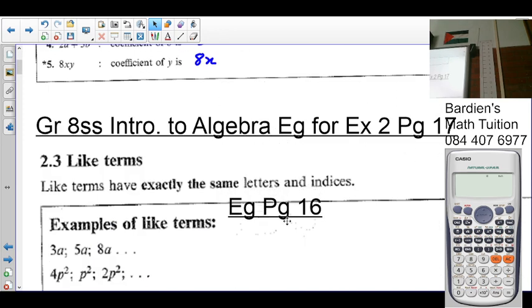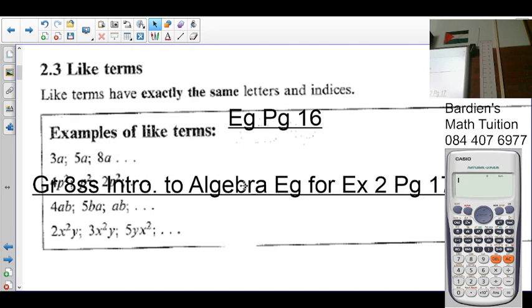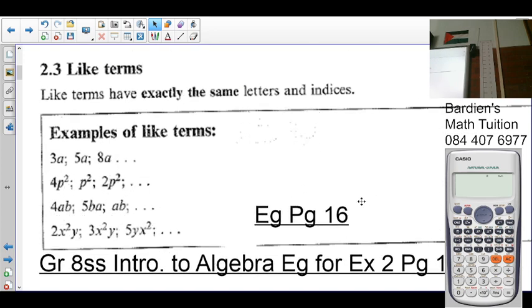Now when you look at like terms, okay. Like terms have exactly the same letters and what? Indices. Another word for indices is exponents. You guys okay with that? Right. So if you got 2x cubed, what is the coefficient in that term? 2. What's the exponent, the indice? 3. You all okay with that?